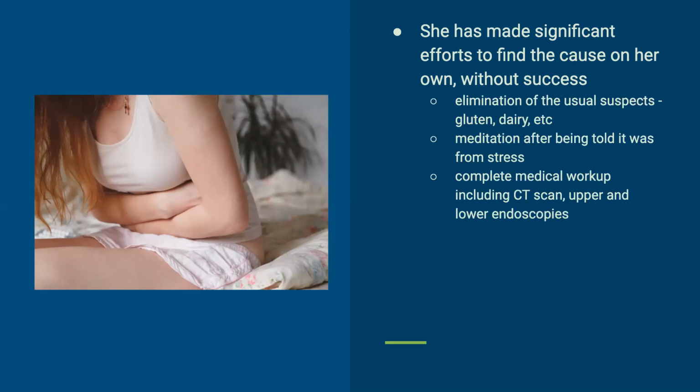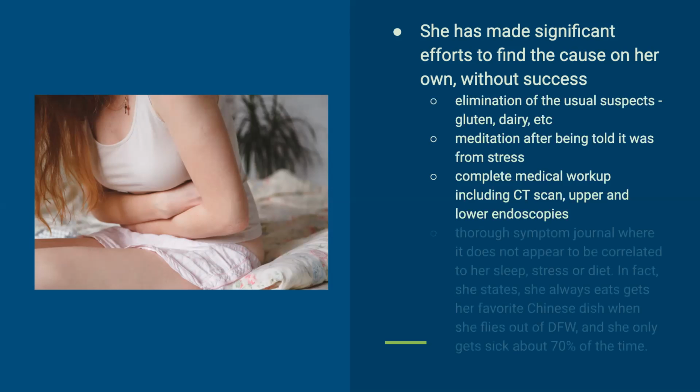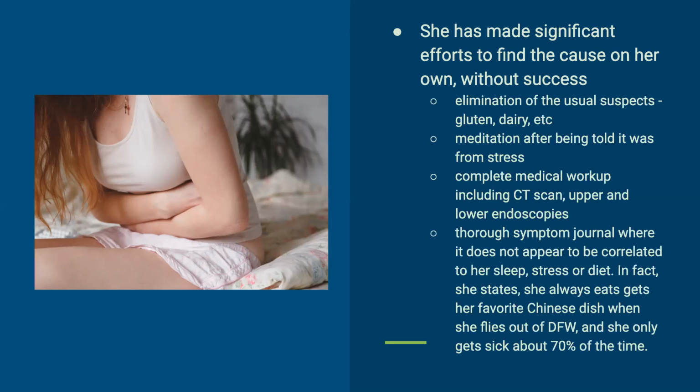She had endoscopies, upper, that's in the stomach, and lower, that's, well, you know where lower is. Those also did not help. She pooped in a cup when the doctor asked. There were no answers there. She kept a very thorough symptom journal, and it really did not appear to correlate to her sleep, stress, or diet. In fact, she would notably eat the same thing repeatedly and have variable symptoms.